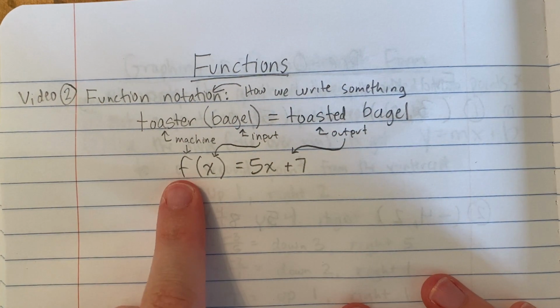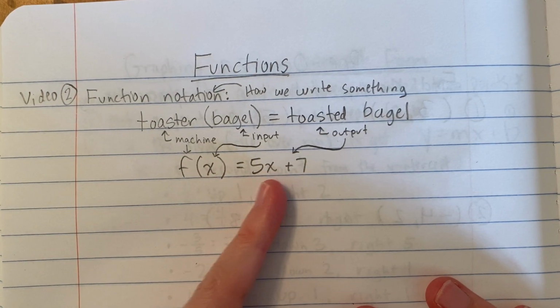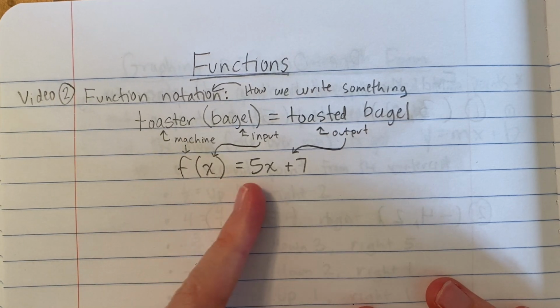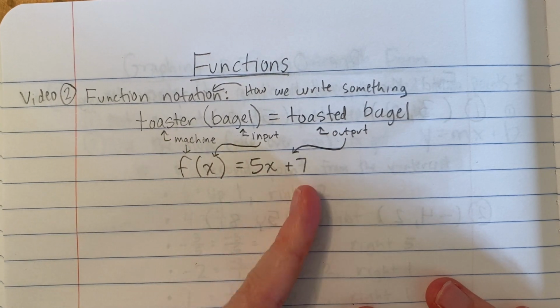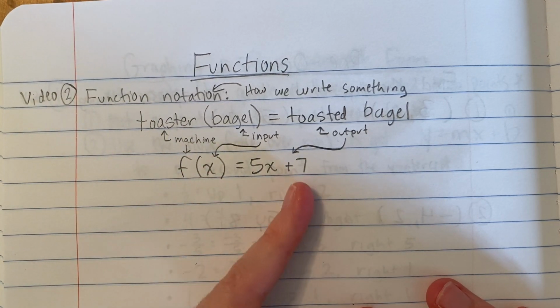So in this case, in the f machine, when we put an x in, it gets multiplied by 5, and then we add 7. So for example, if I input a 2 into this machine, my output would be 5 times 2 is 10 plus 7. My output would be 17. So in this machine, I input a 2, I get out 17.